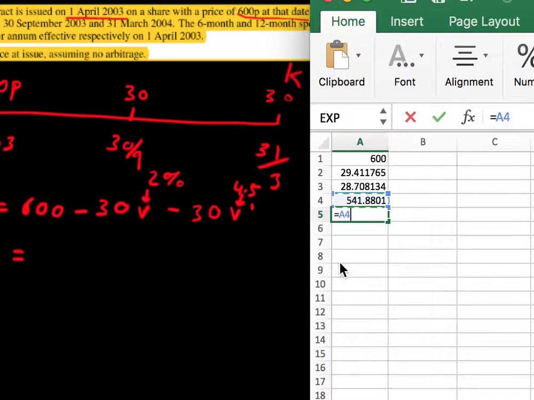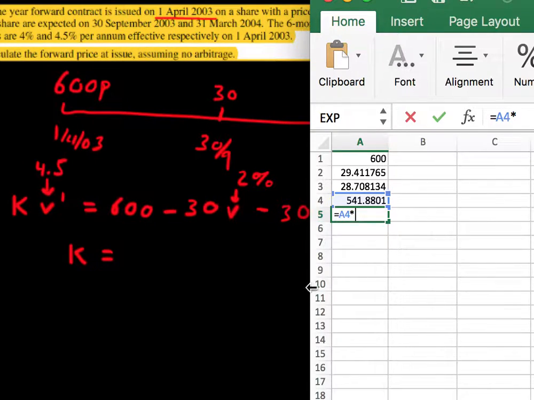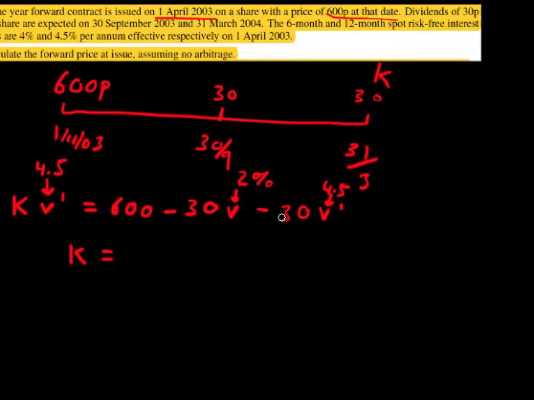And so this will give us the present value over here of the forward contract. And now we're just going to be accumulating it over the full year. So that times 1.045 gives us 566.26, but this is in pence, so 566 pence, or £5.66. So there we go, that's the answer, and ask questions if you have any.